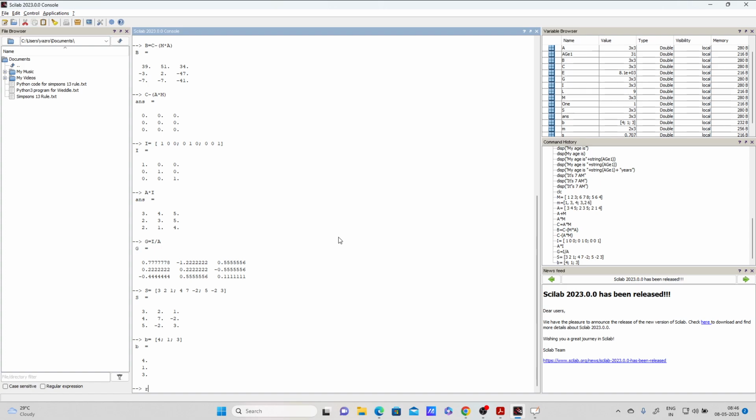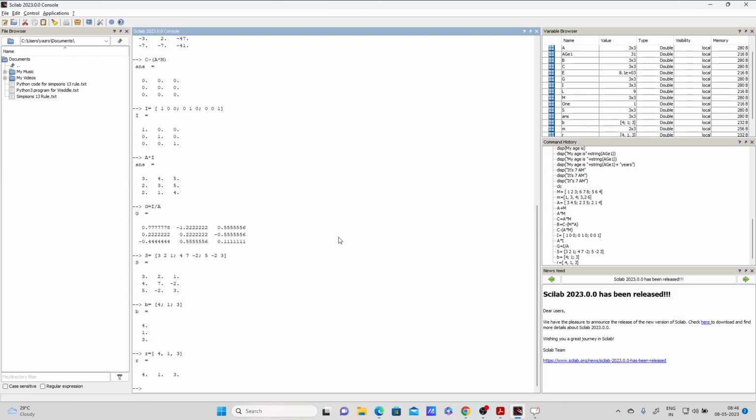Keep in mind that you have to use semicolon over there. If you don't do that, see what will happen. If you just use ordinary comma, 4 comma 1 comma 3, what does this give you? This gives you a row matrix. So keep in mind when you are entering a column vector, you have to use those semicolons over there. After using those semicolons, we get this.